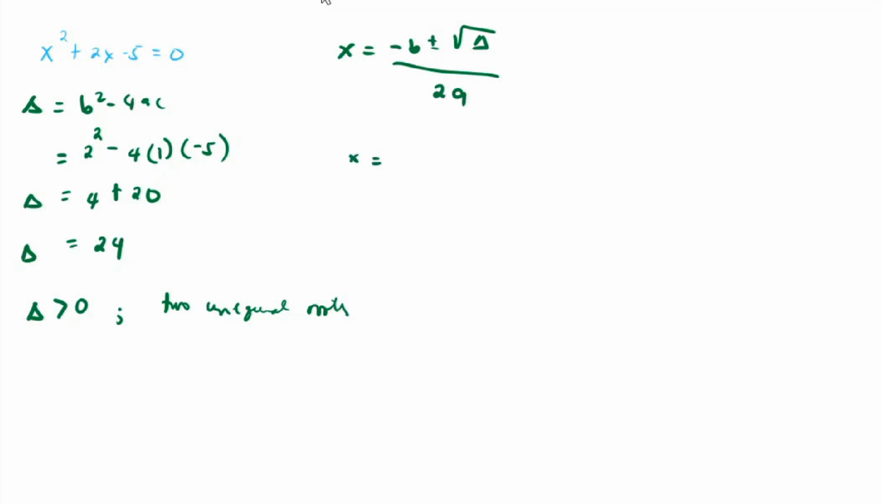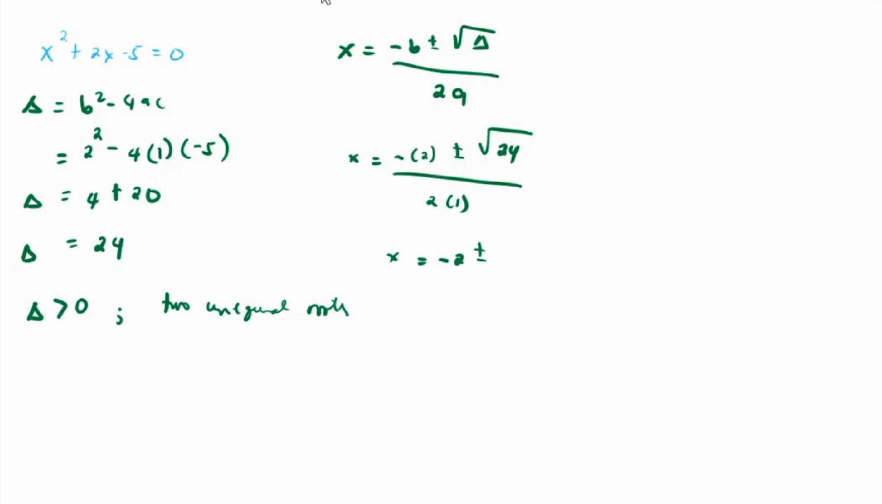So x equals, your b now is positive 2, the negative of positive 2 plus and minus the square root of delta, which is now the discriminant of b squared minus 4ac. So since we solved earlier to determine the kinds of roots, we have delta now equals 24 all over 2 times a. Your a there is still 1. So we have now the negative of 2, negative times 2 is negative 2 plus and minus.